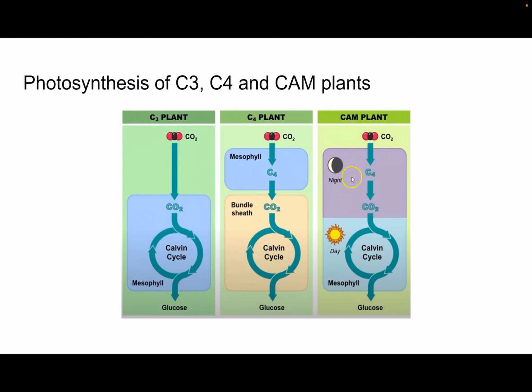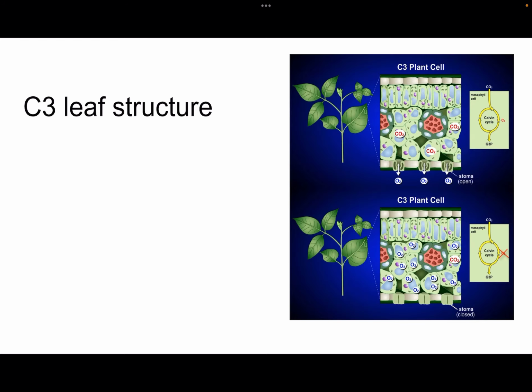Comparing leaf structures in C3, C4, and CAM plants. C3 plant leaves. The leaf structure is relatively uniform, optimized primarily for light capture and gas exchange without any specialized anatomy to combat photorespiration.